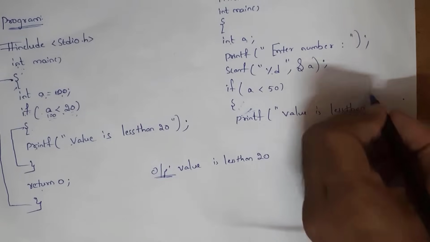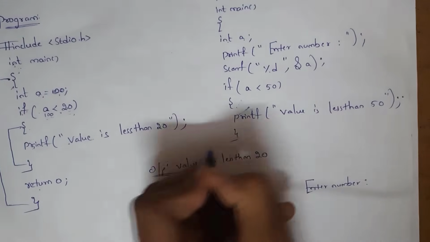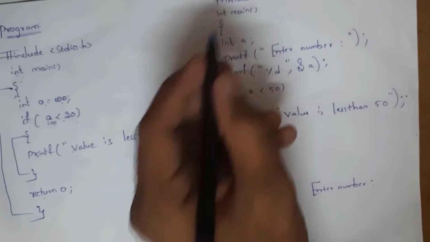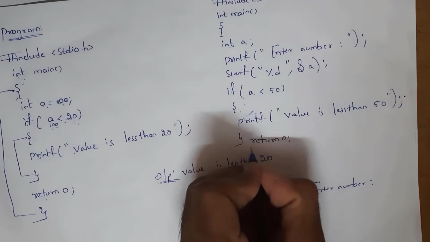Value is less than 50. Close double quotations, semicolon, close bracket, return 0. Because I am using int main, you need to write return 0 here. So close the main function. This is the C program.